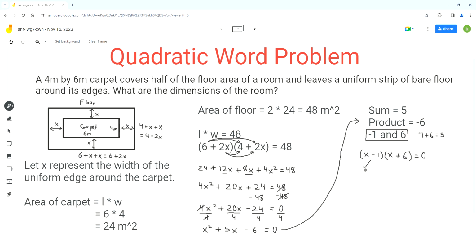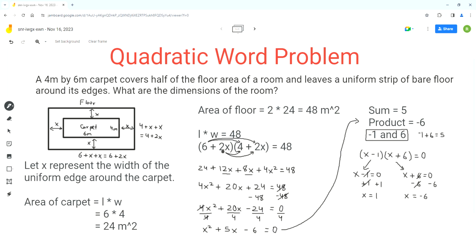I get two cases. So the first case is x minus 1 equals 0, and the other case is x plus 6 equals 0. Now to solve for x, we should add 1 to both sides. So the 1's on the left side cancel each other out, and we are left with x equals 1. On the other side, we have to subtract 6 from both sides to isolate x. The 6's on the left side cancel each other out, so we are left with x equals 0 minus 6, which is equal to negative 6.